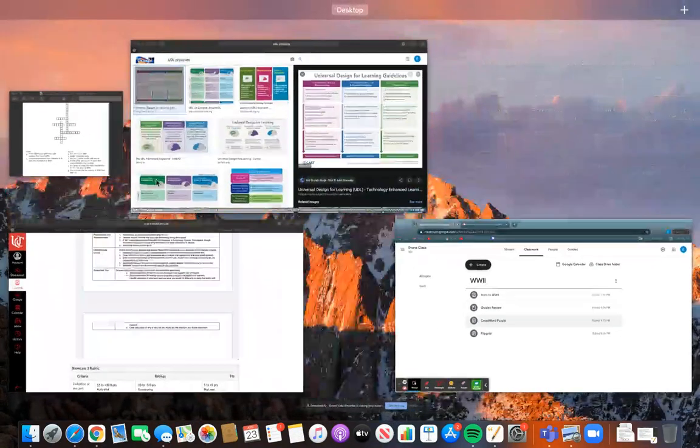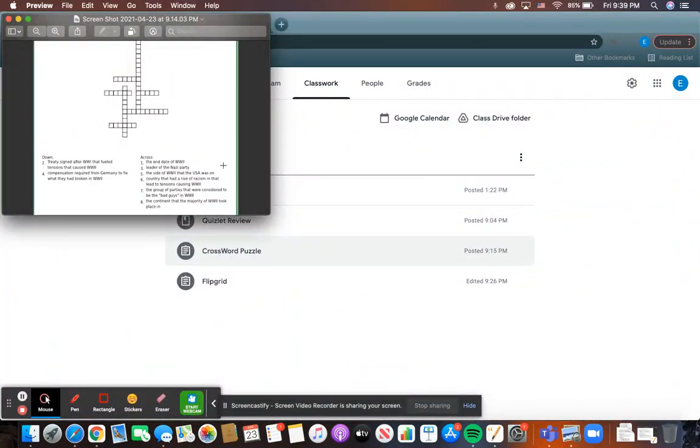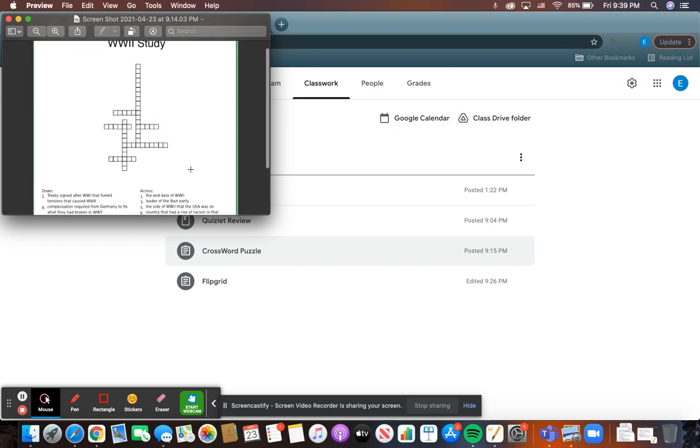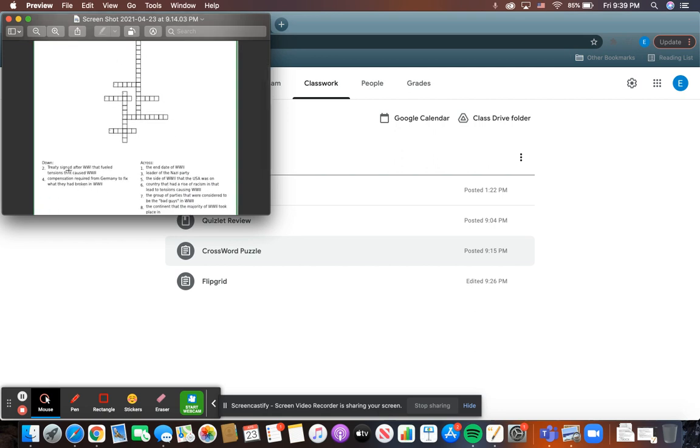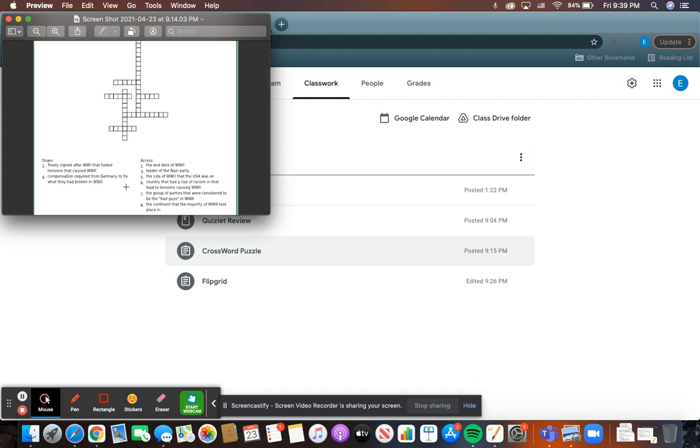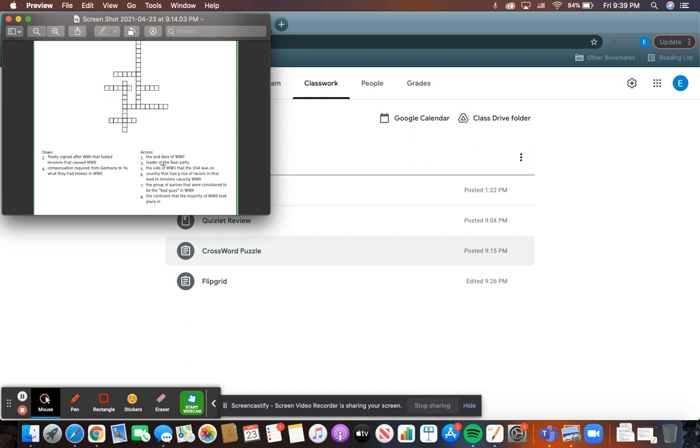All right, so picking up on part two, when learners are on the crossword puzzle, just a quick overview. We have the treaty signed after World War One that fueled tensions that caused World War Two. Compensation required from Germany to fix what they had broken in World War Two. The end date of World War Two. The leader of the Nazi Party. The side of World War Two that the USA was on.